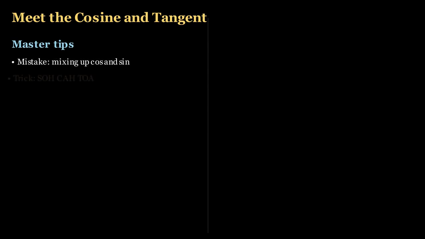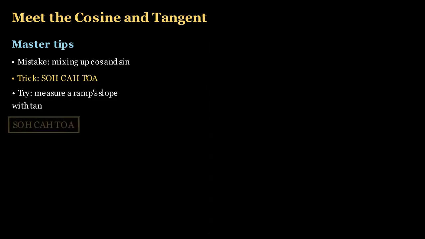Remember, cosine is close to the angle. The trick SOHCAHTOA helps. Sine equals opposite hypotenuse, cosine equals adjacent hypotenuse, tangent equals opposite adjacent. Try it yourself, find a ramp, measure its rise and run.